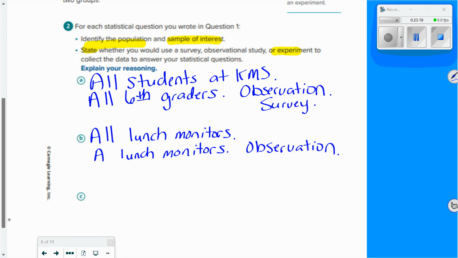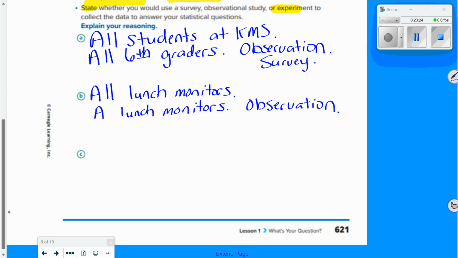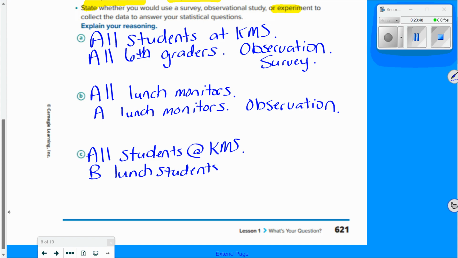And the last question said, what is each student's favorite lunch? So what is our population? All students at KMS. All right, what is my sample? We did 6th graders, so what could this one be? It could be 7th graders, it could be B lunch students. And how are we going to collect our data? Not if you're trying to find out what their favorite lunch is. What do you think? You're going to do a survey. You're going to ask them.